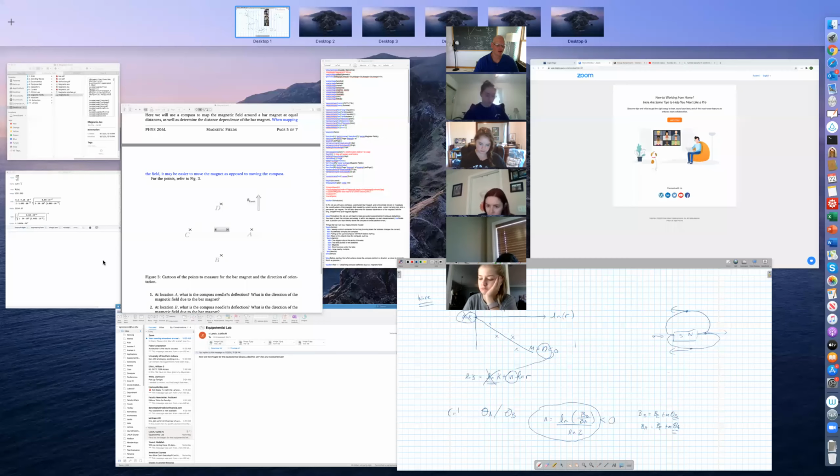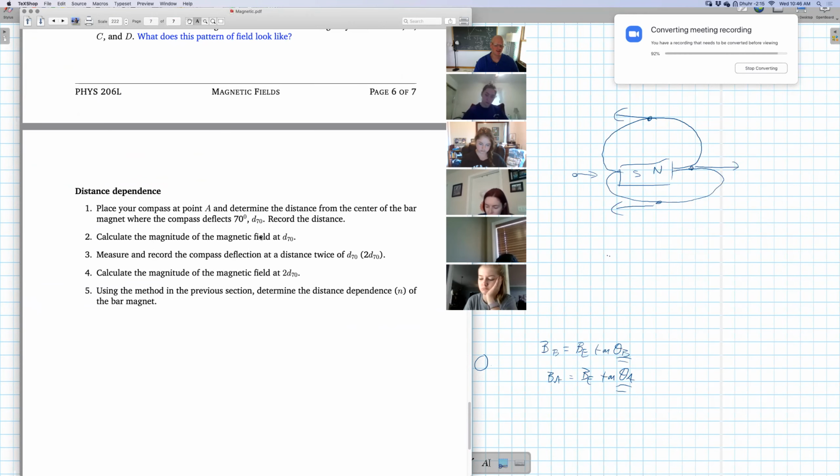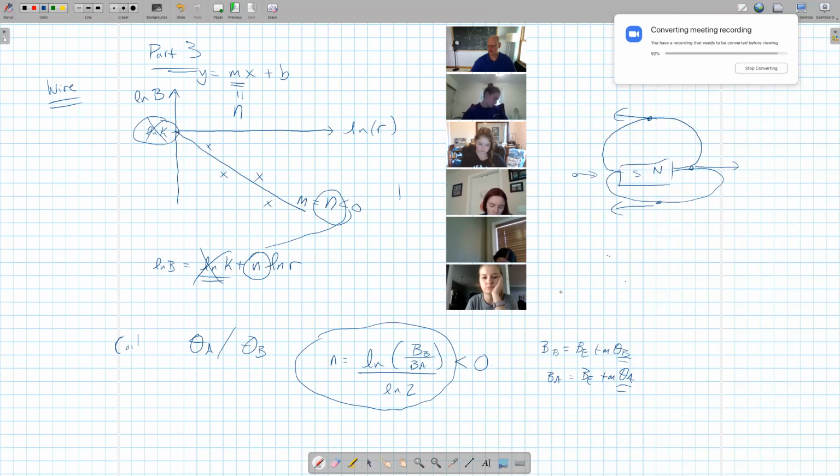And the distance dependence, again, they're going to do the same thing. They're going to measure it at a couple different locations, again from that angle dependence. For the bar magnet, you're going to use exactly the same thing.